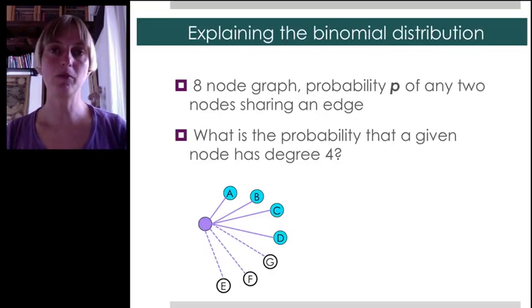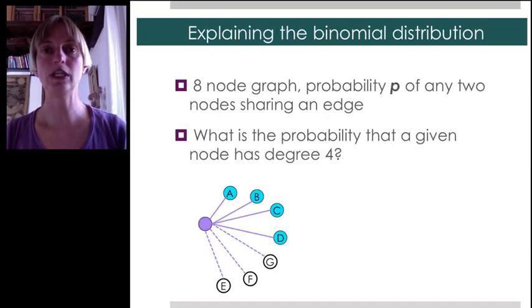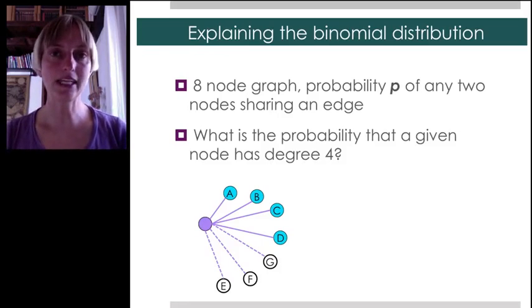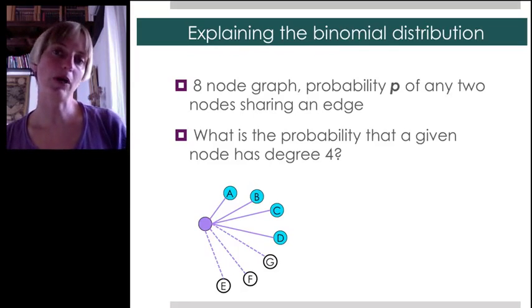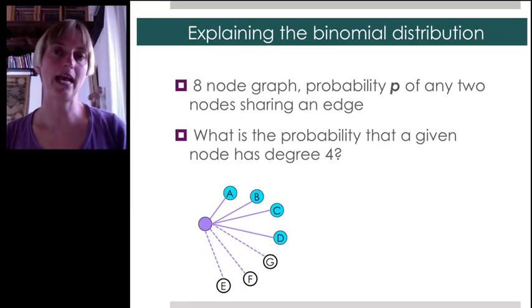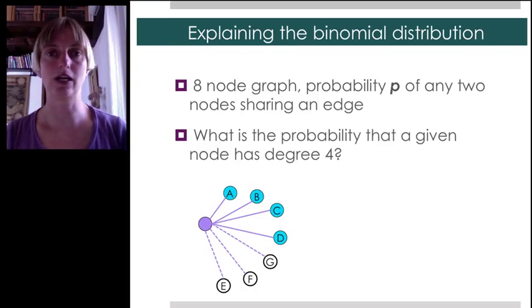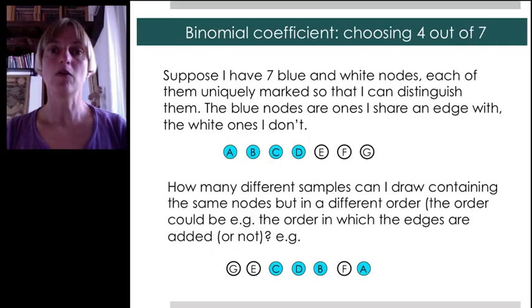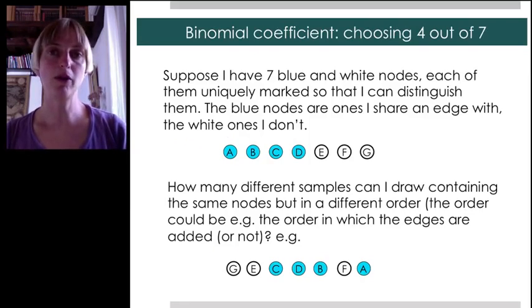Let's delve a little bit more into the binomial distribution. For a lot of you, this will be a review of basic probability, but let's do it nonetheless. So imagine that you have an 8-node graph with a probability p of any two nodes being connected. What we'd like to know is what is the probability that any given node is connected to 4 others. And we're going to color those blue, and the 3 nodes that it's not connected to, we're going to color white. First, we need the binomial coefficient, which is going to say what is the number of ways that you can choose 4 out of 7.